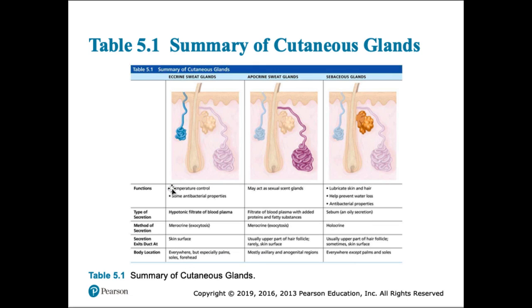So this is just a summary of those cutaneous glands: the eccrine sweat gland that we have, mostly for temperature control, with some antibacterial properties as well. The apocrine sweat glands may act as a sort of sexual scent gland. There's a filtrate, a type of secretion, the blood plasma with added proteins and fatty substances. And then, of course, you have sebaceous glands. They do a couple of things. They lubricate the skin and the hair. They help prevent water loss, and they have antimicrobial properties to help protect so that stuff doesn't get into the system.